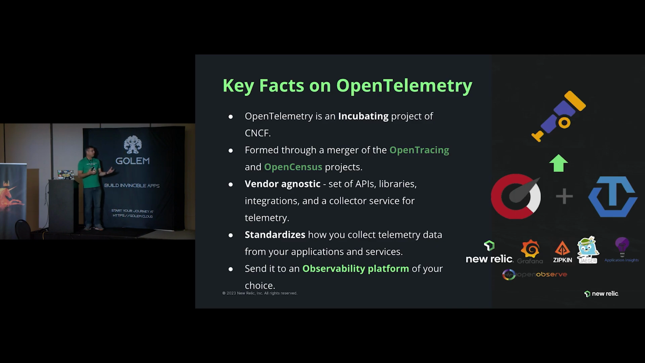This is a vendor-agnostic project. The idea is that you instrument your application once, and then you can decide what you want to do with the telemetry that you collect. You can send it to open source projects like Jaeger to view the tracing information, or you can send it to an observability backend like New Relic. This talk is about OpenTelemetry, and I'm from New Relic, but you can apply this to any other observability tool out there.